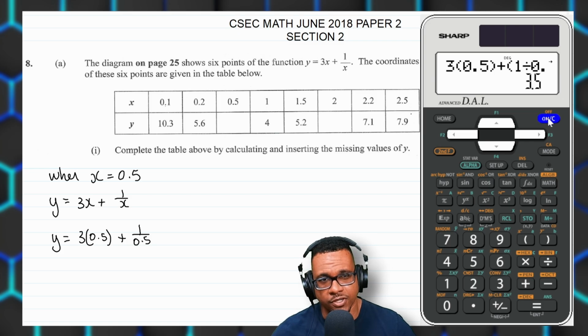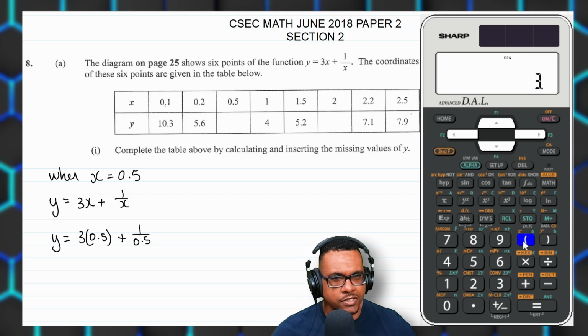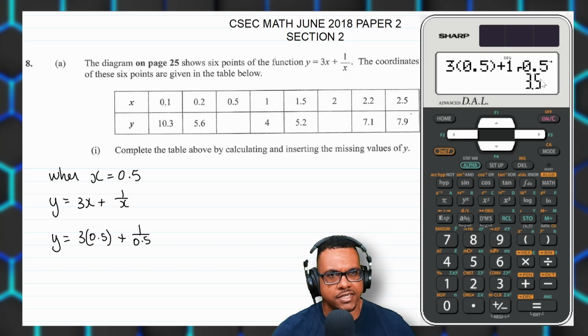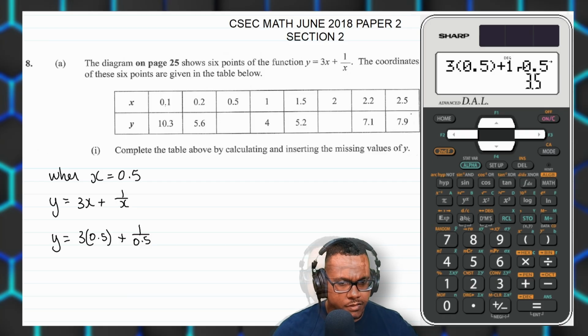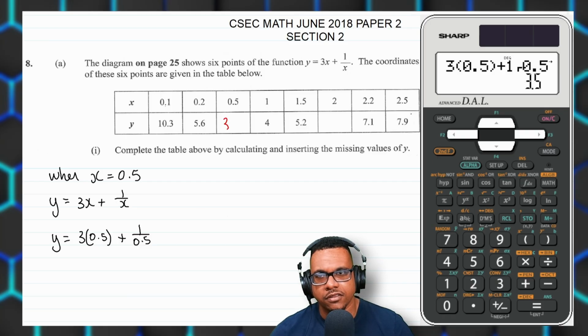Let's do it with the fraction button now. So press 3, open brackets, 0.5, close brackets, plus 1 over, so there's a fraction button here, so press this for over 0.5 and press equal, and you see we still get 3.5. So for here, I'm putting 3.5.